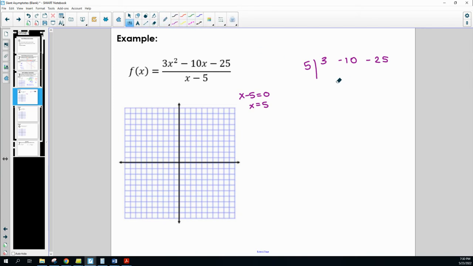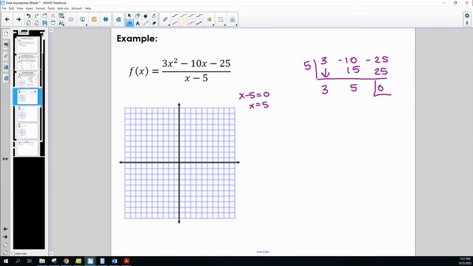So with the synthetic division, we're going to take the first term and just bring it straight down. Then we're going to multiply 3 times 5, so we get 15. We're going to add these together, so negative 10 plus 15 gives us 5. 5 times 5 is going to give us 25. Negative 25 plus 25, we add this, we get 0, and this is our remainder.